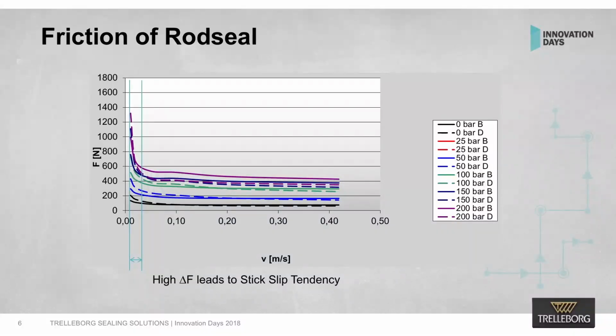If we look into friction measurements of rod seals, you see some measurements here. On the one side we have the velocity, on the other side the friction force. We look at different pressure levels now, and if you have a low velocity, so a little change in the velocity, 0.0-something meters per second, and you have a big change of the friction force, then the tendency to get a stick slip effect is very big.